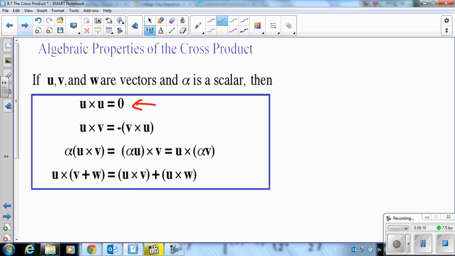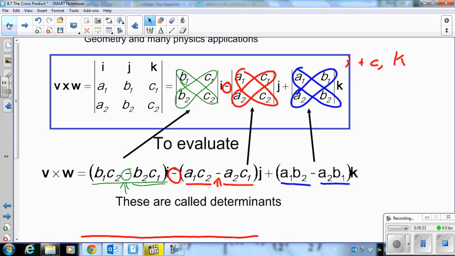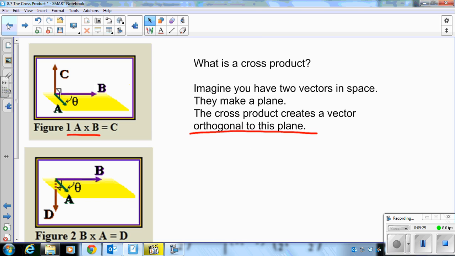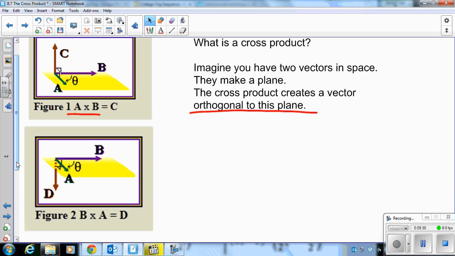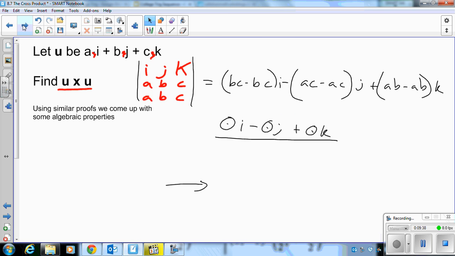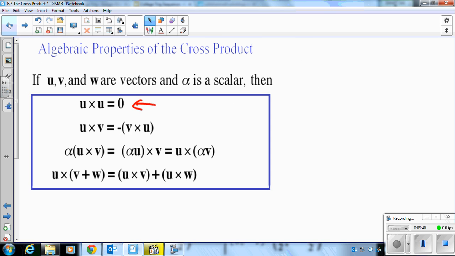If we do a vector in the opposite way, so we do U cross V equals negative V cross U. So if you do it the other way, it goes off into the opposite direction. If you look at the picture from here, notice A cross B, we got the vector C going up. If we did B cross A, we got the vector D going down. It's the same vector, just in opposite directions. So that is an example of this property, that if you do it in the opposite direction, it's just the vector negatively.